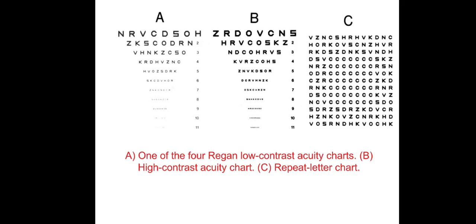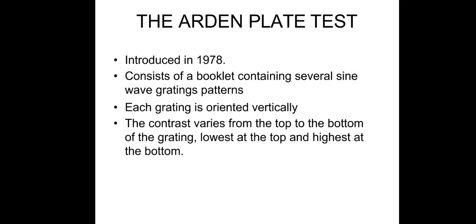The Arden plate test was introduced in 1978. It consists of a booklet containing several sine wave grating patterns. Each grating is oriented vertically. The contrast varies from top to bottom of the grating, lowest at the top and highest at the bottom. So you can see the C image has white, narrow strips. B also has wider white strips, and A is narrow. Narrow means high spatial frequency, which means a good contrast level.